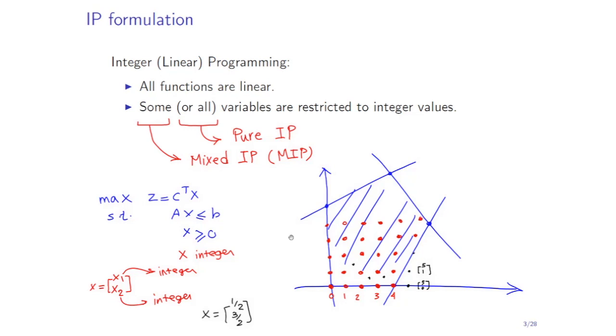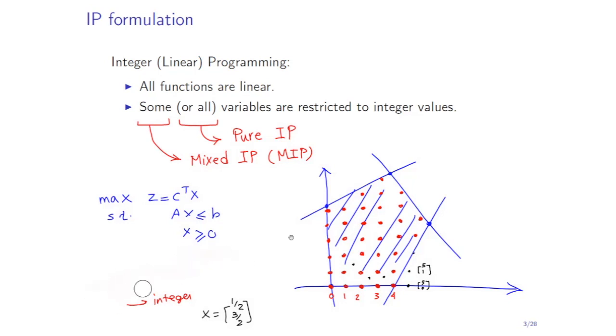So the red points are the feasible solutions of my integer program, and that's it. Okay? So it's a discrete set. Every red point is feasible, and among them I want to find a point that maximizes my objective function. It is not a continuous space anymore. Okay? This is a pure IP. So every variable, here it was a two-dimensional problem, so x1 and x2 both had to be integers.